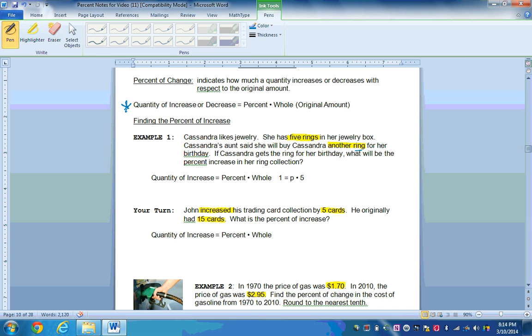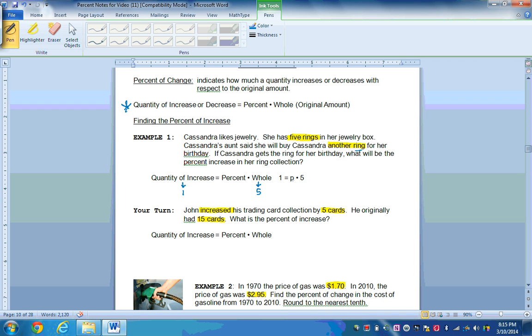The quantity of increase, how much did her collection go up by? How many rings did she add to it? If you come up into the problem here, it says that she got another ring. That's one more ring. So the quantity of increase, 1, is equal to the percent, and that's what we're looking for, times the whole, and the whole is her starting amount. How many did she start with? Well, if you come up into the problem here, I've highlighted it, she started with 5 rings. So our whole, or our original amount, is 5. So we have that as an equation. 1 is equal to, we're going to call the percent P because we don't know it, times 5.